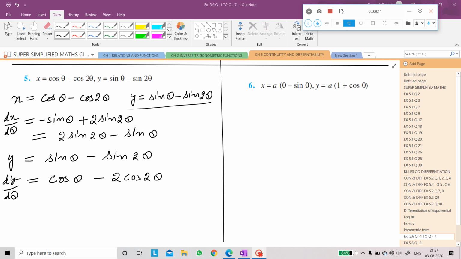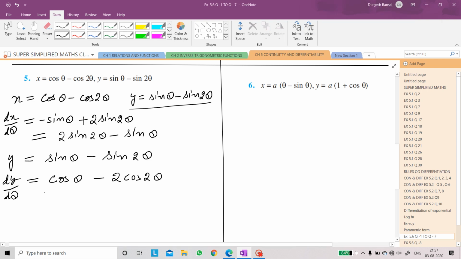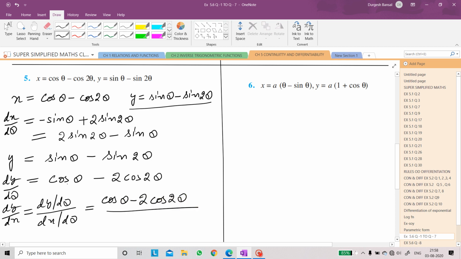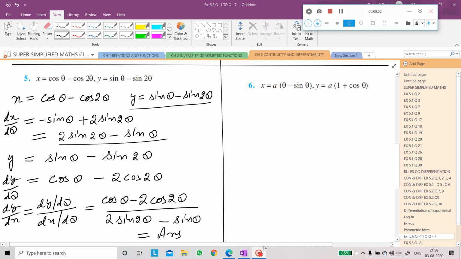So we have simplified the expression for dx by d theta and we have already found dy by d theta. Now we have to find dy by dx, which is nothing but dy by d theta divided by dx by d theta. So dy by d theta is cos theta minus 2 cos 2 theta, divided by the expression for dx by d theta, which is this, that is 2 sin 2 theta minus sin theta, which is your answer. And as you can see here, dy by dx is in terms of theta, neither in terms of x nor in terms of y.